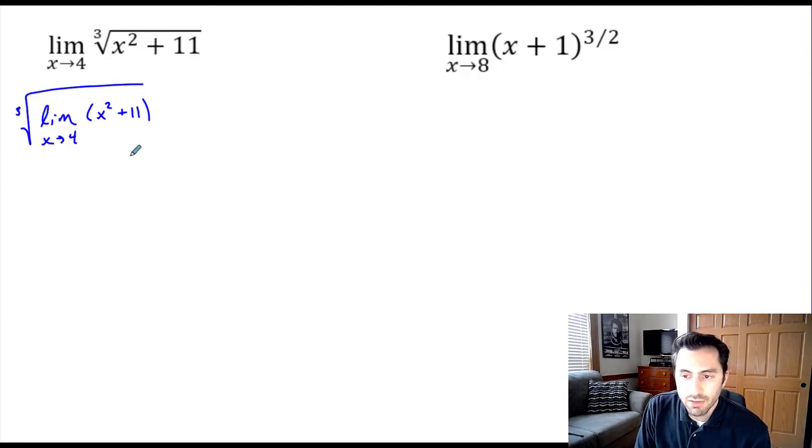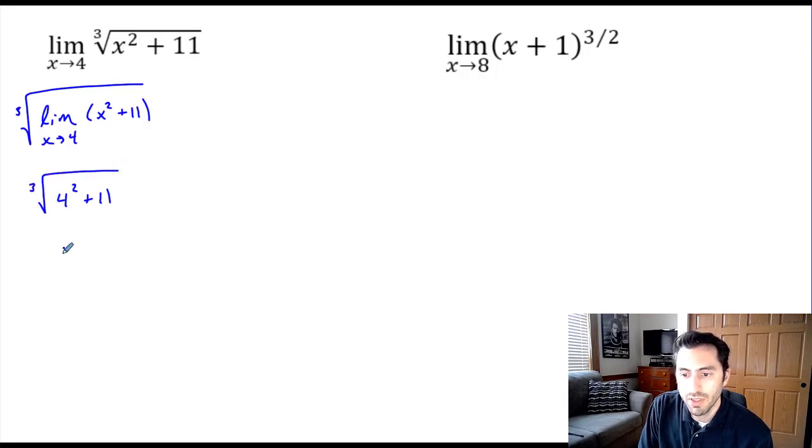Now written like this, these are things that we've seen before. We have the limit of something raised to a power. We have the limit of just a constant here. So to evaluate this, I can just use some substitution. Inside the radical, if I substitute in 4, we end up with 4 squared plus 11, and then we take the cubed root of that whole thing.